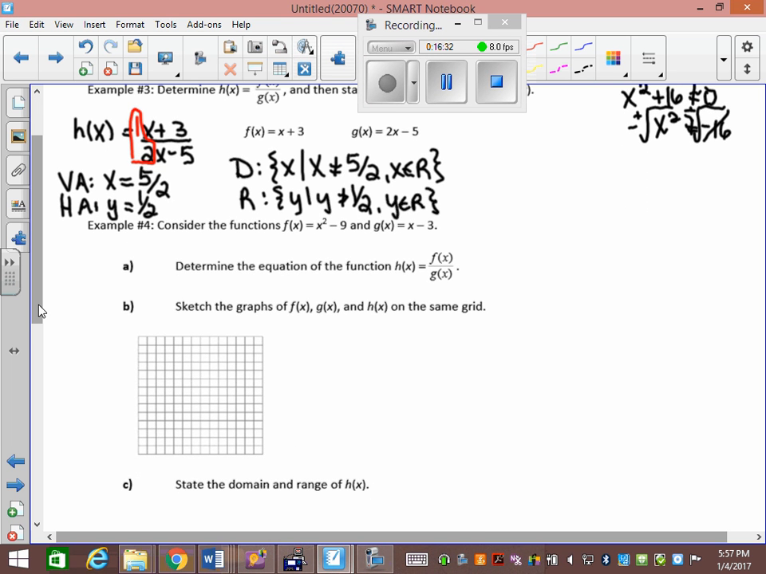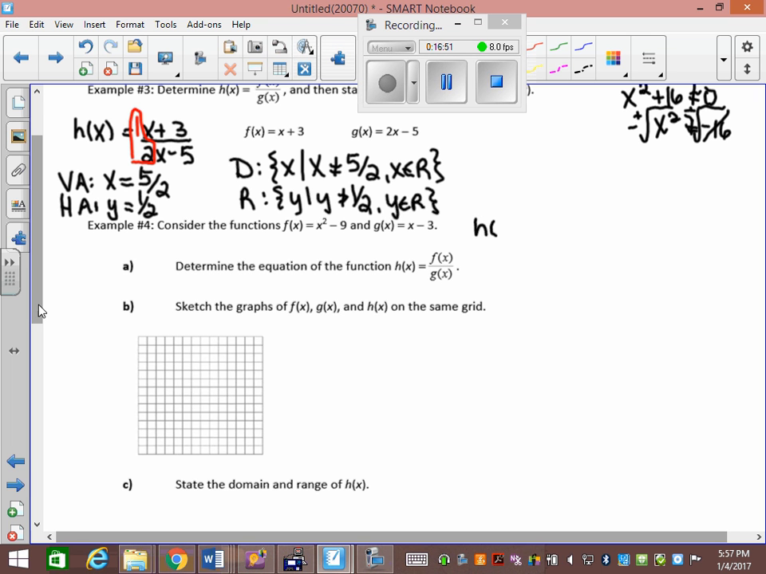Now, consider the functions, example 4. Consider the functions f of x equals x squared minus 9, which screams difference of squares, and g of x equals x minus 3, which should make you happy because that is one of the factors that's going to come out of the difference of squares.